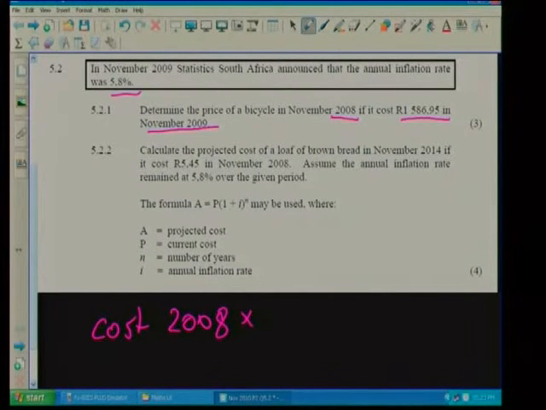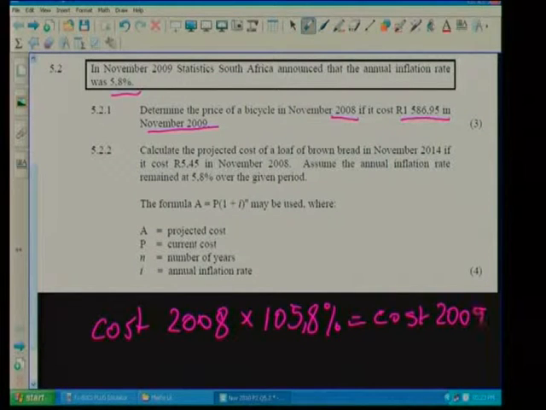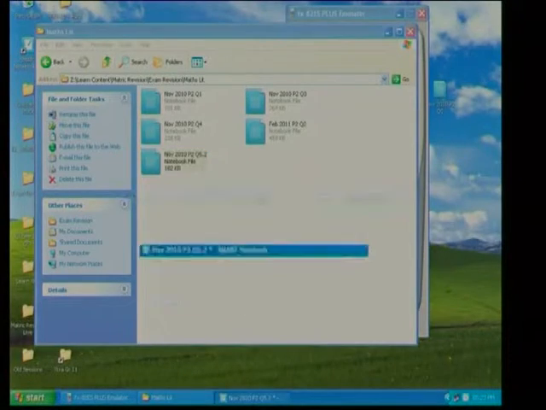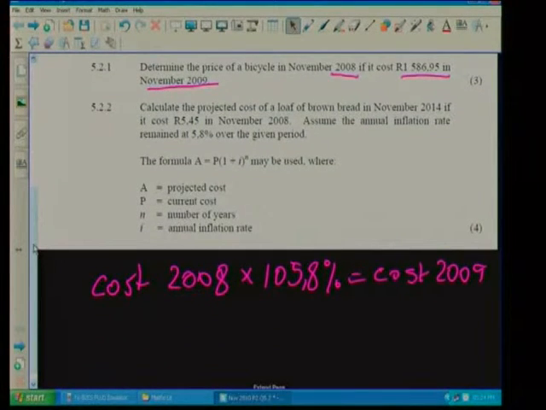To increase by a percentage, I can multiply by 100 plus that percent. So I'm going to say my cost in 2008 times 105.8% is going to give me my cost in 2009. That's basically what this statement tells me. I now know that in 2009 it cost 1,500. So let's fill that in.